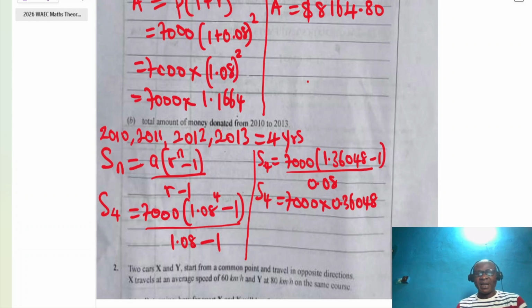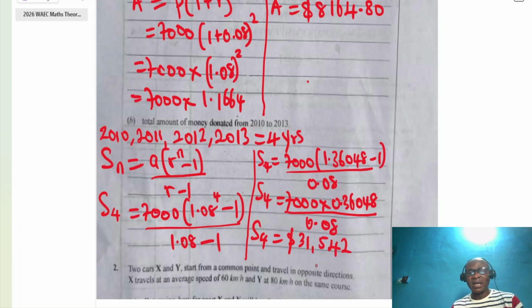Therefore, I now multiply this and divide it by 0.08. Let's work it out. Using my calculator, 7,000 multiplied by 0.36048, then divided by 0.08. That gives me S4 equal to $31,542. This is the sum total.